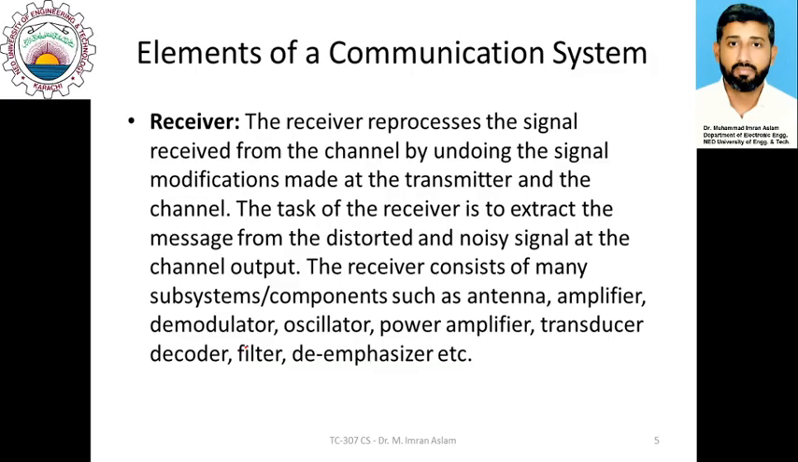Although the receiver tries to extract the message from the channel, there are certain impairments that reside in that message, which give some sort of distortion or noise in the signal, which we'll be discussing later in this lecture. Same as the transmitter, the receiver also comprises a variety of subsystems and components like antenna, amplifier, demodulator, oscillator, amplifier, transducers, decoder, filter, and de-emphasizers. So it's actually a collection of all those components.